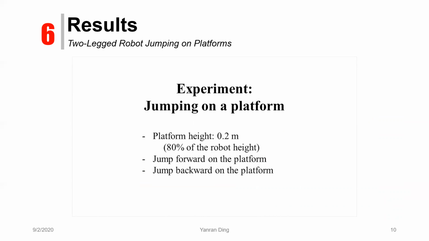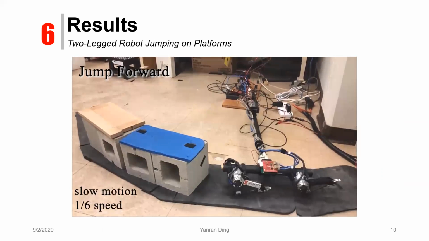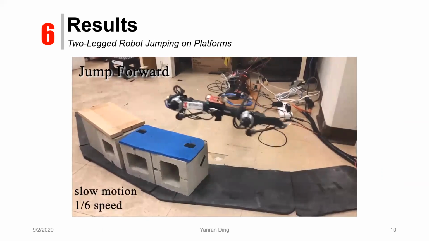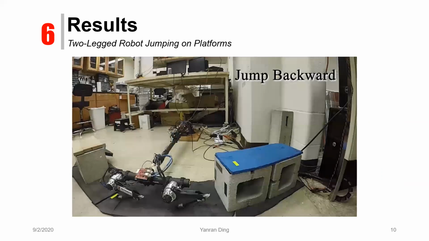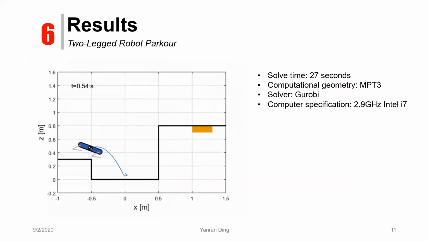By solving the mixed integer program, we can obtain the control and the state trajectories, which can then be applied on a hardware platform. Experiment results suggest that the trajectory generated by the MICP could enable the robot to jump on a platform that is 80% of the robot height. More complex behavior could be achieved by solving the MICP.